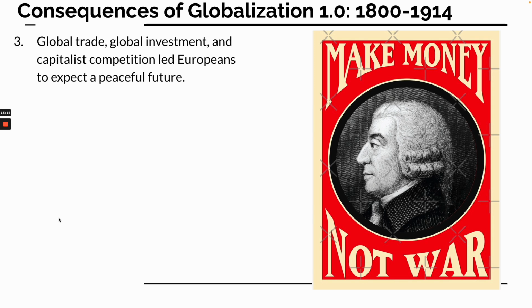And that leads us to our third thing, and I know you're just like, he just wants to keep saying the same three things over again. Well, not really, but we do. Global trade, global investment, and capitalist competition also led Europeans in the years before 1914 to expect an ever-peaceful future.